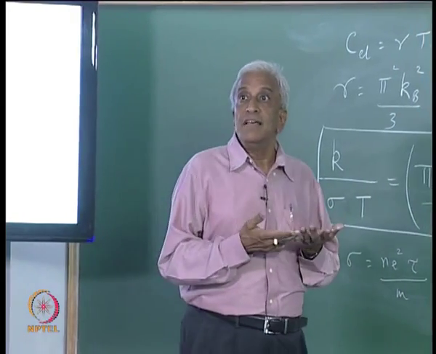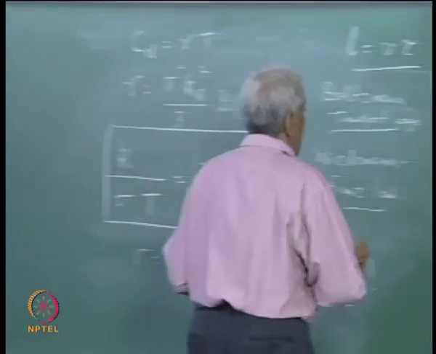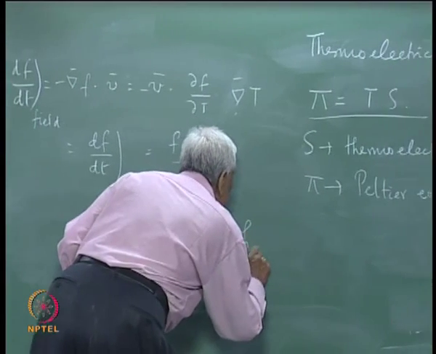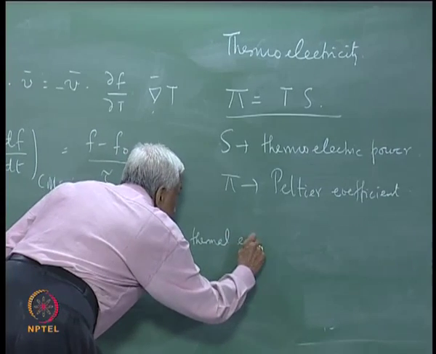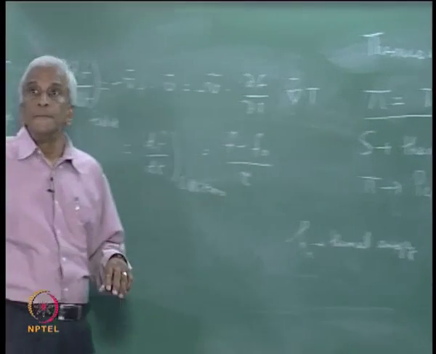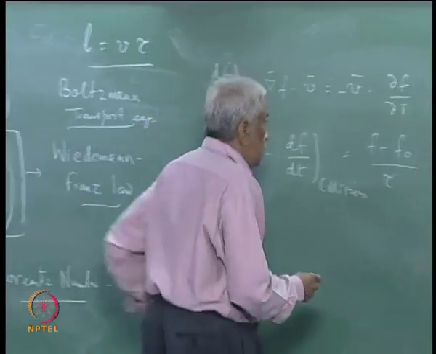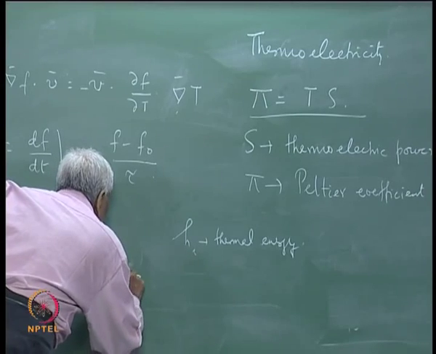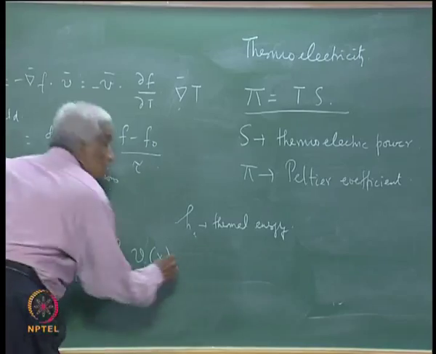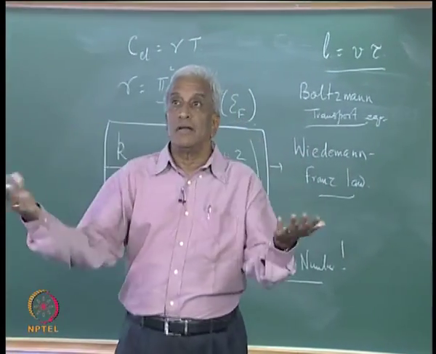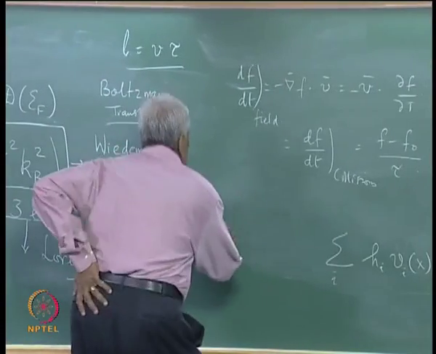If you take this, and if Hi is the thermal energy of the ith electron, what does that mean? So, if Hi is the thermal energy of the ith electron, then the sum over i of Hi times Vix is the heat current, where Vix is the x component of the velocity.